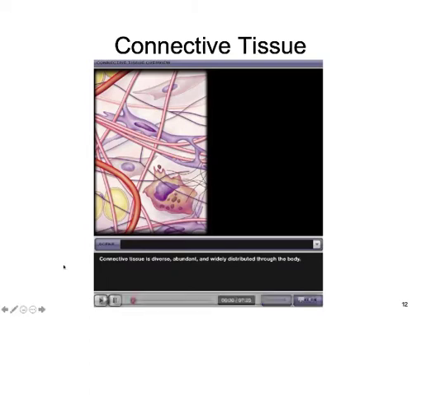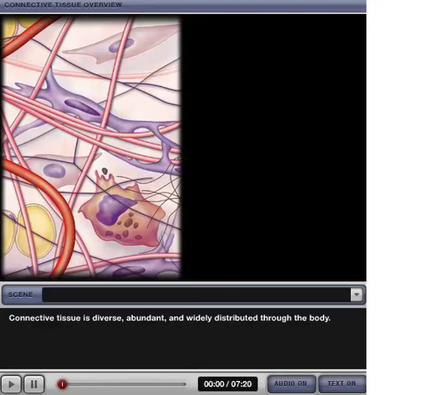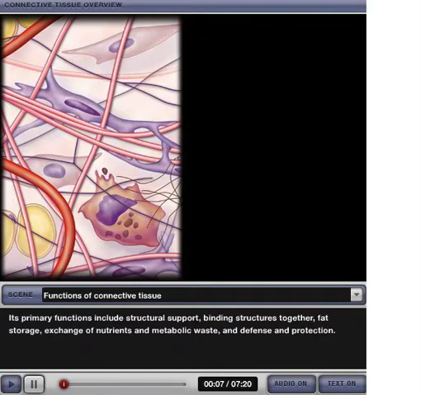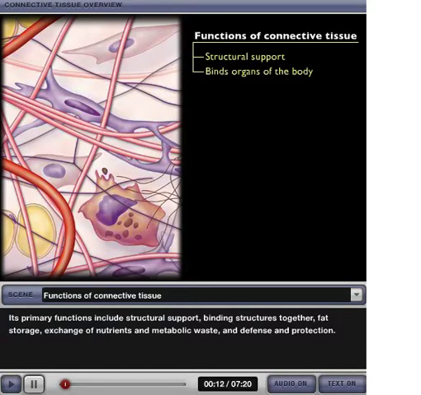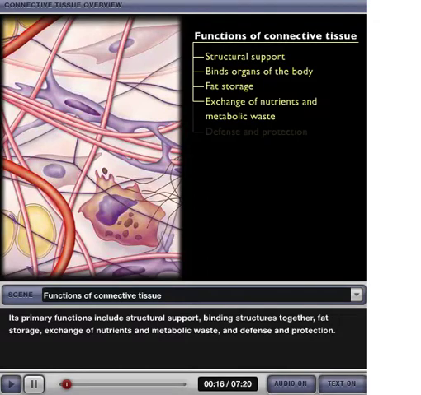So let's take a look now at connective tissue. Connective tissue is diverse, abundant, and widely distributed through the body. Its primary functions include structural support, binding structures together, fat storage, exchange of nutrients and metabolic waste, and defense and protection.